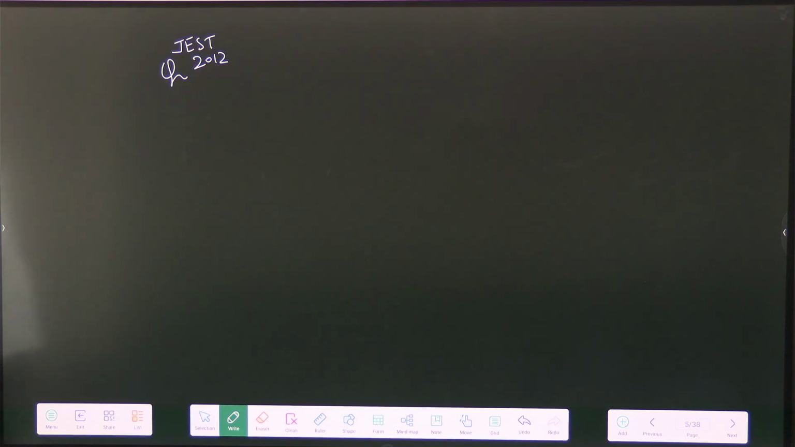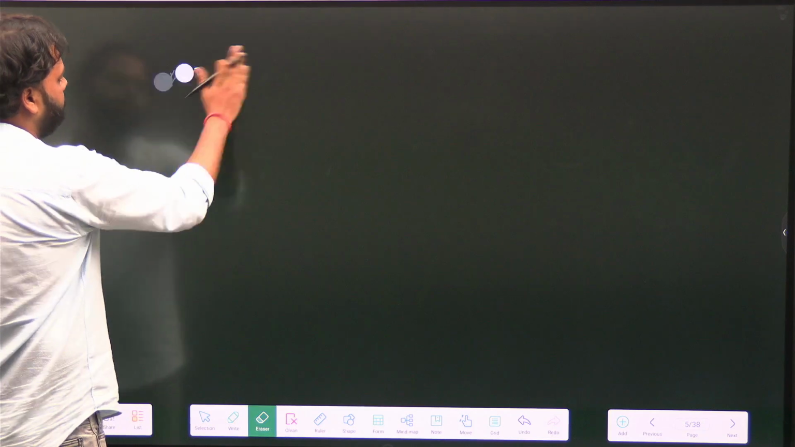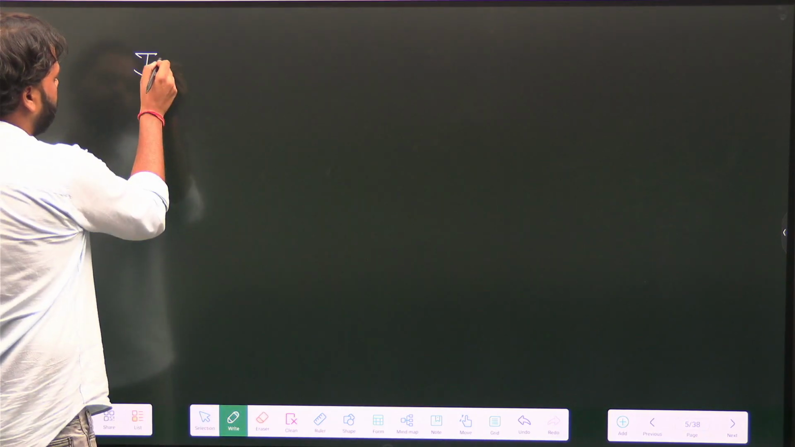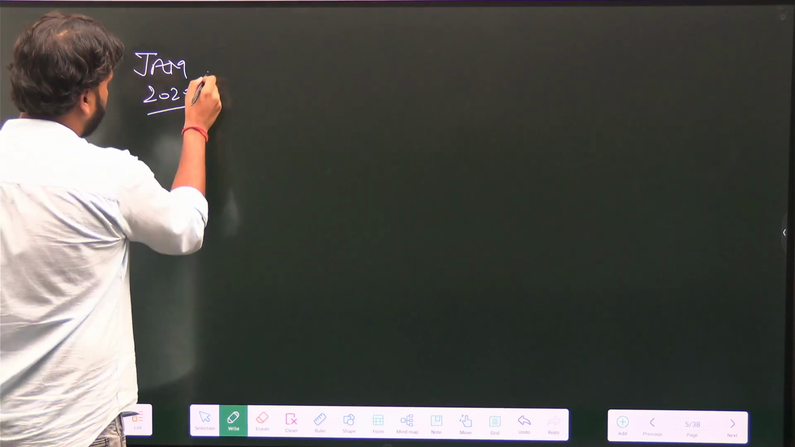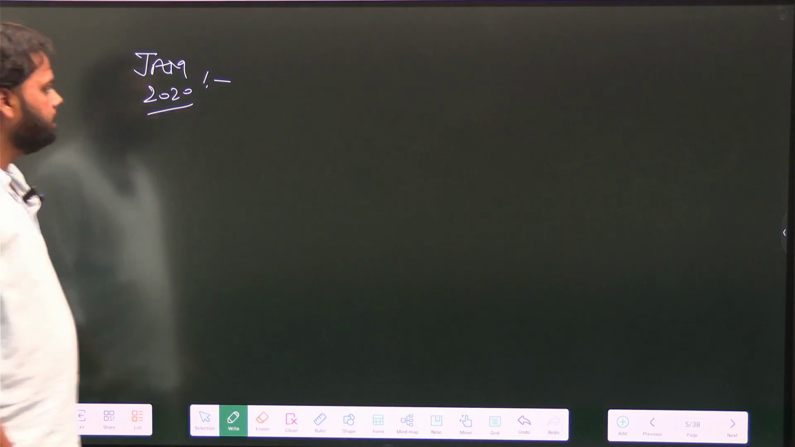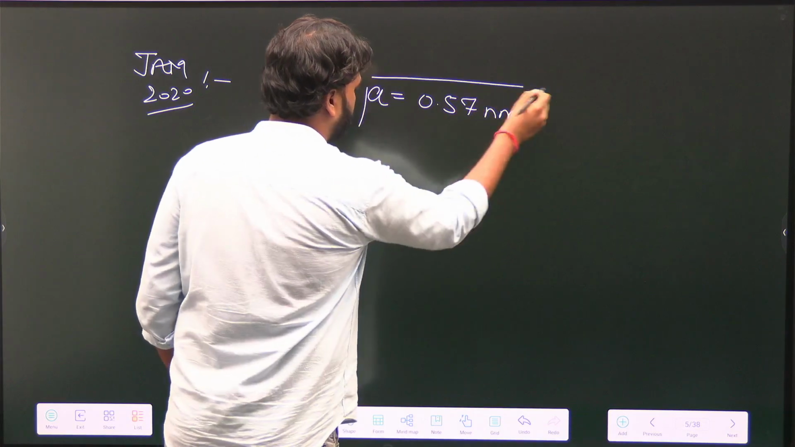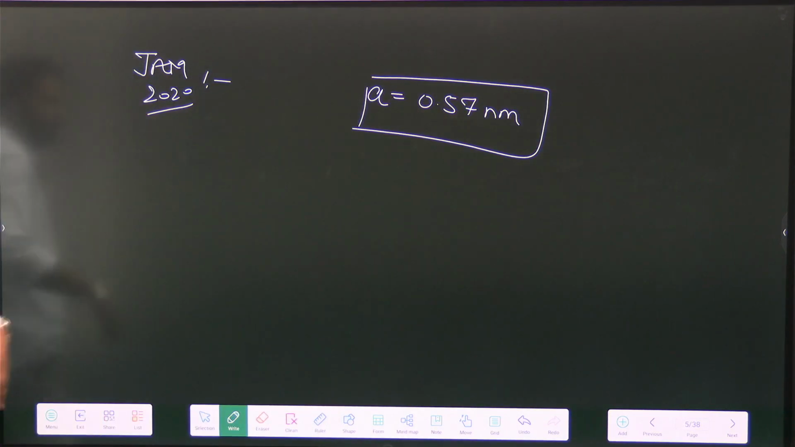Just below that one. This is a question from JAM 2020, the question I have written from my pen, below that question. Solve everyone, please. Are all of you solving? Yes, sir. Solve it, and tell me if you can't. JAM 2020, solve everyone. Find out the value of the lattice parameter. Yes, it is around 0.57 nanometer. 0.57 nanometer, not angstrom, 0.57 nanometer.